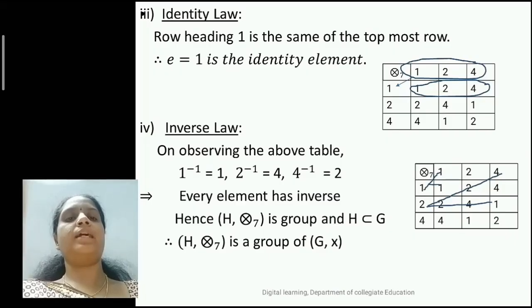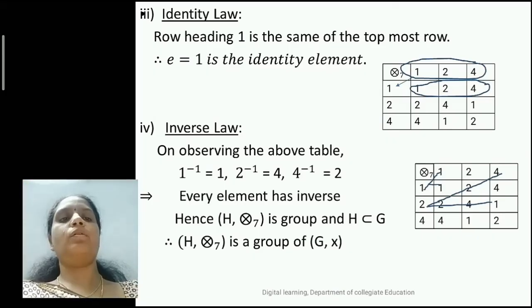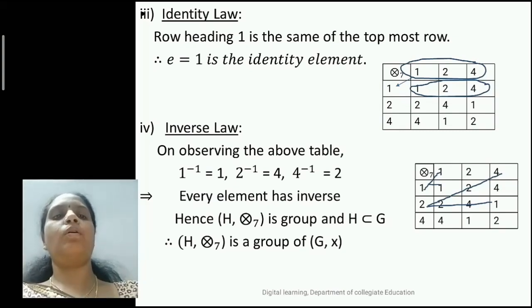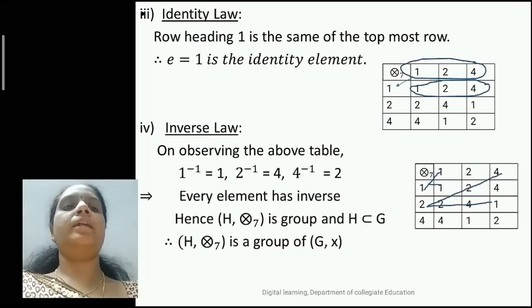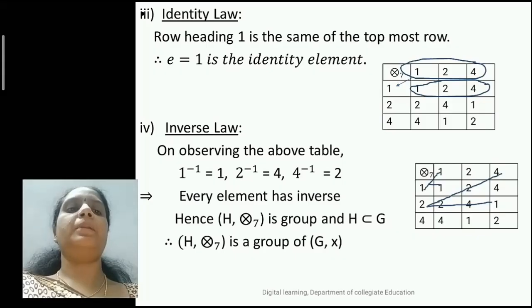Therefore, we can say that H comma multiplication modulo 7 is a group. Therefore, H is a subset of G. Therefore, H comma multiplication modulo 7 is a subgroup of G comma multiplication, under the operation multiplication.